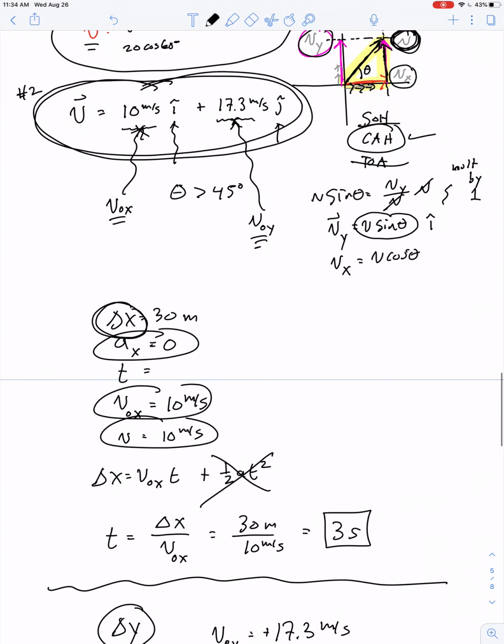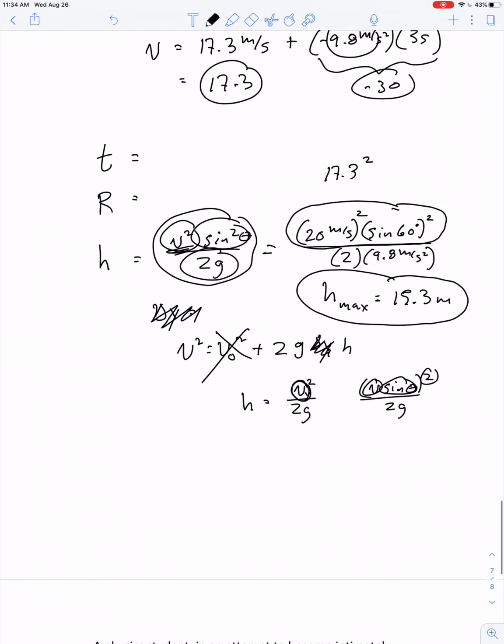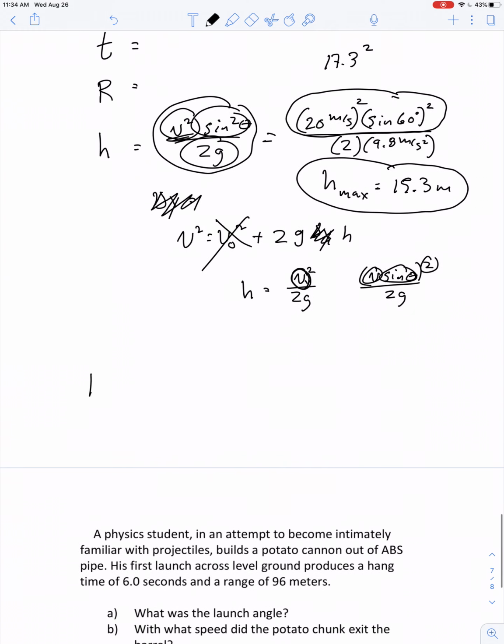Now that's the range. And our range equation is R equals v squared sine of 2 theta. That's not sine squared of theta. That's sine of double the angle divided by g. So this is 20 squared. I'm going to leave out the units this time. Shame on me. So 20 squared times the sine of 120 degrees divided by 9.8.